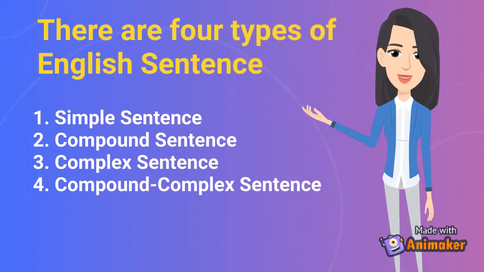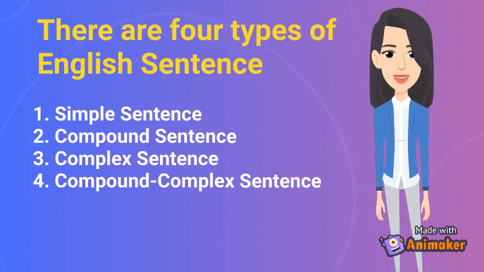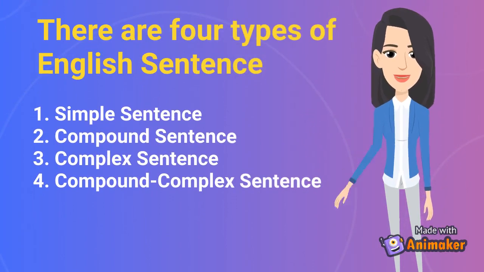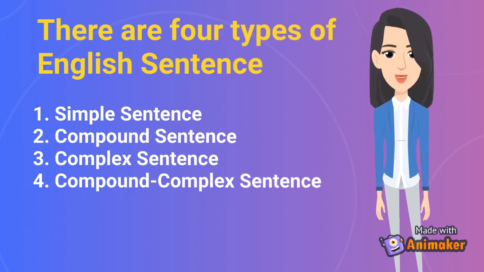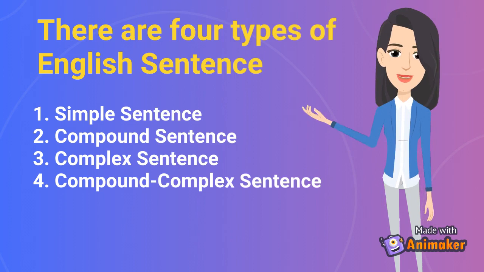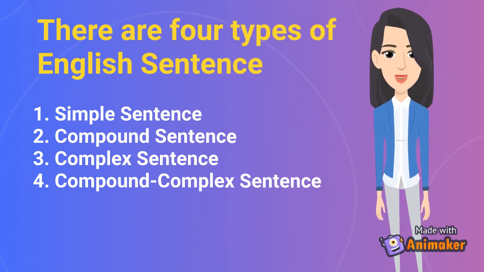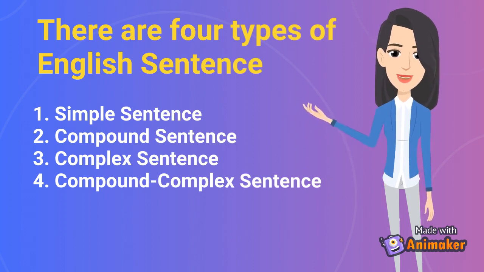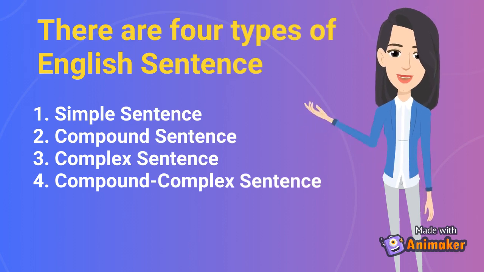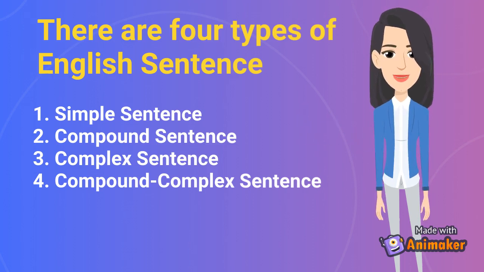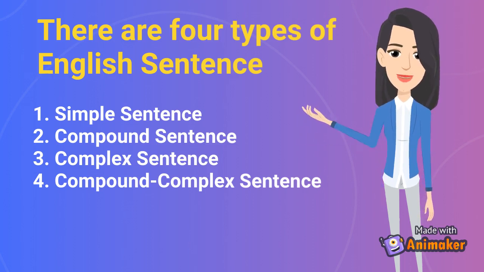Therefore, class, what you need is to understand a variety of sentence structures in your writing in order to give it a little bit more life. There are 4 types of English sentence. We have simple sentence, and then compound sentence. We have complex sentence, and last we have compound complex sentence. This is not exactly easy, but it is not exactly hard.